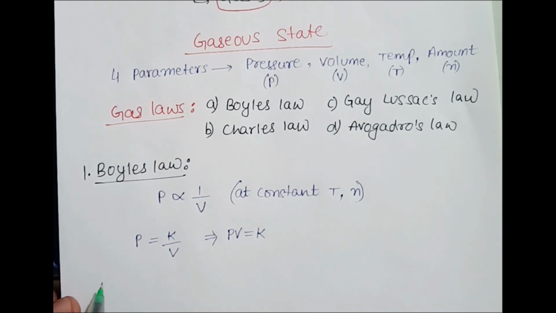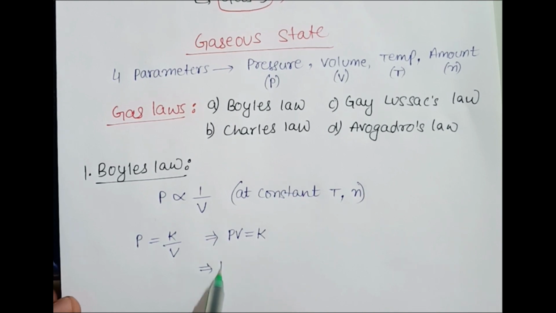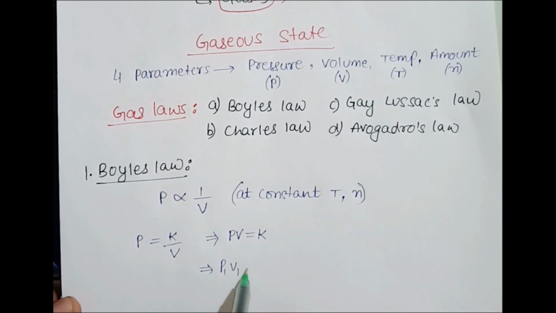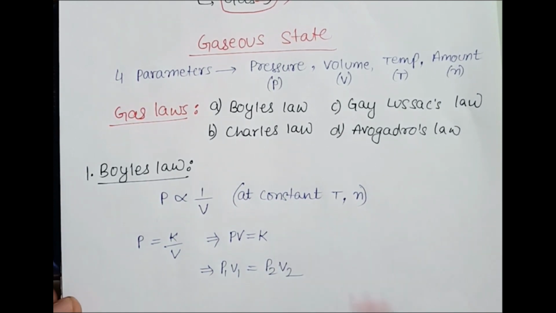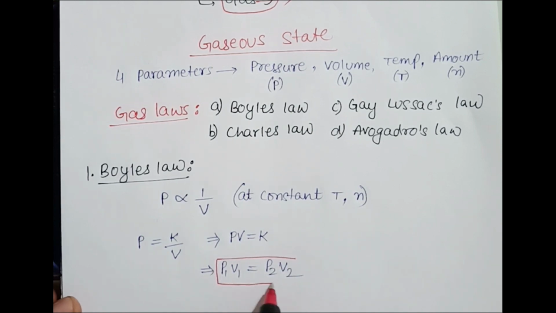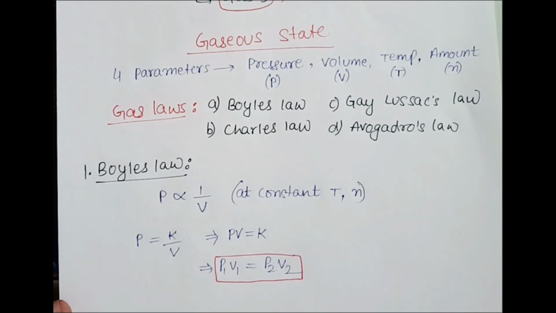So if you have two different cases, then P1V1 is equal to a constant, which is equal to P2V2. This is the Boyle's law statement: P1V1 is equal to P2V2. P1 is the initial pressure, V1 the initial volume, P2 the final pressure, and V2 the final volume.